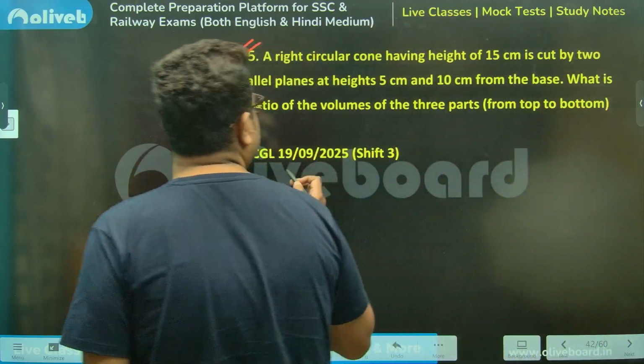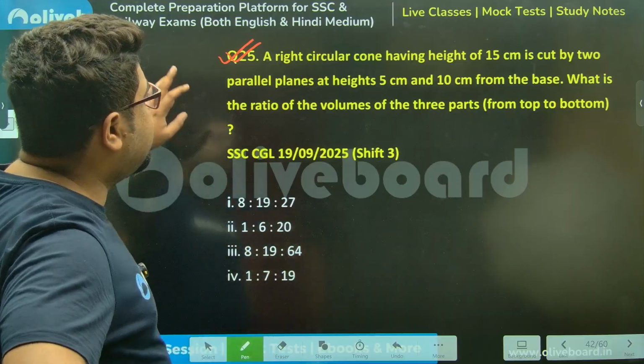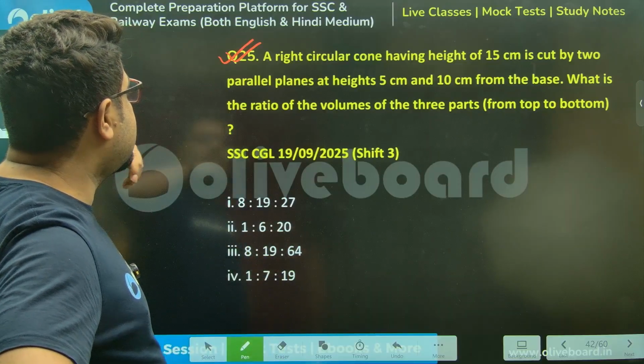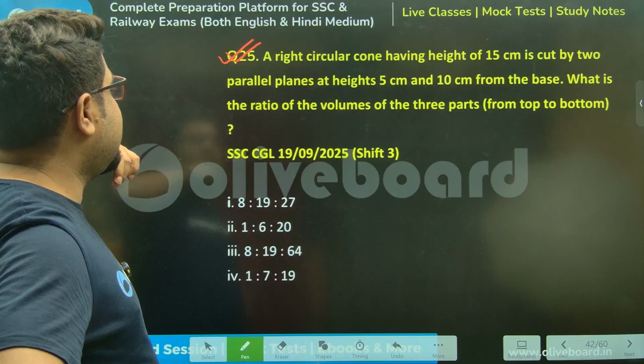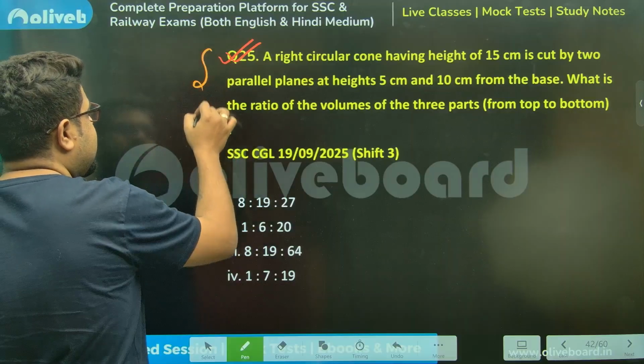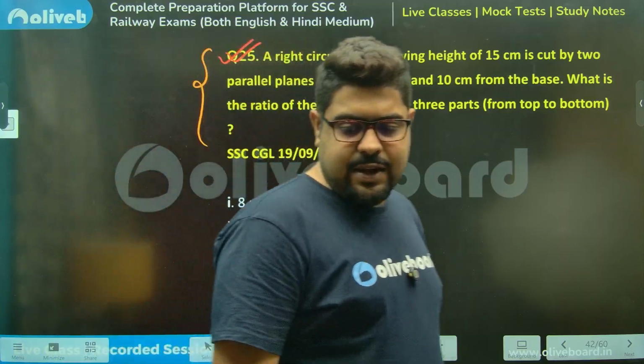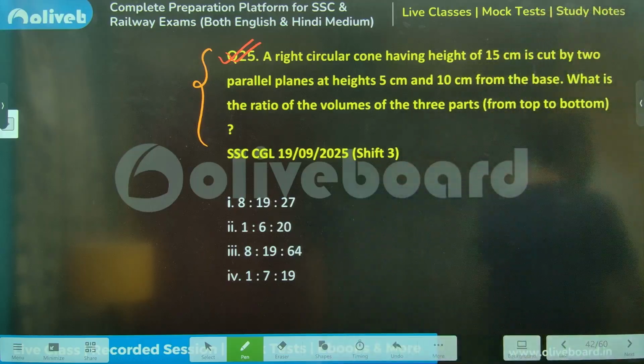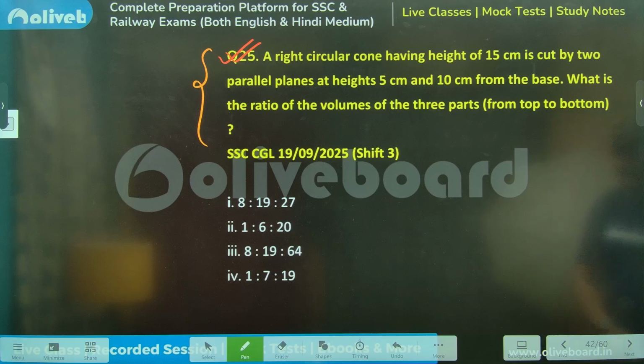A right circular cone is cut by two parallel planes. This is a very good question. Please do this. Please read the question first, then I'll help.